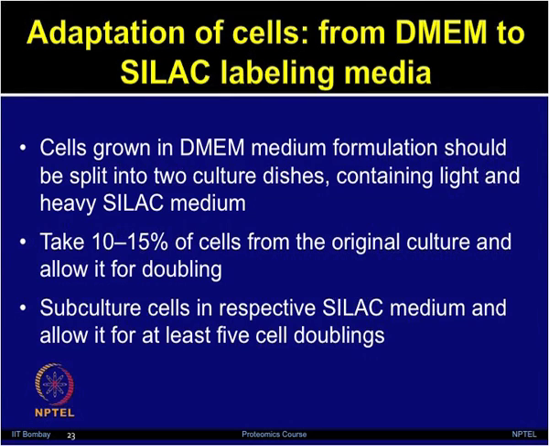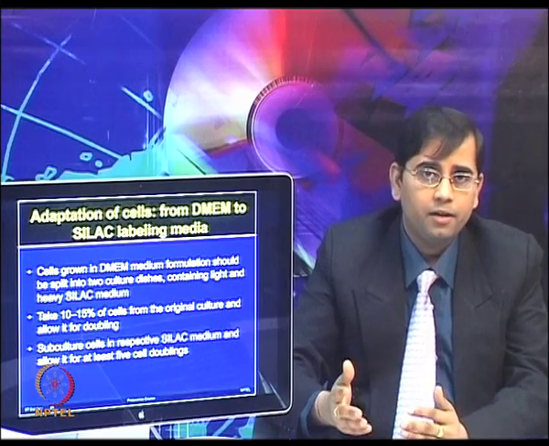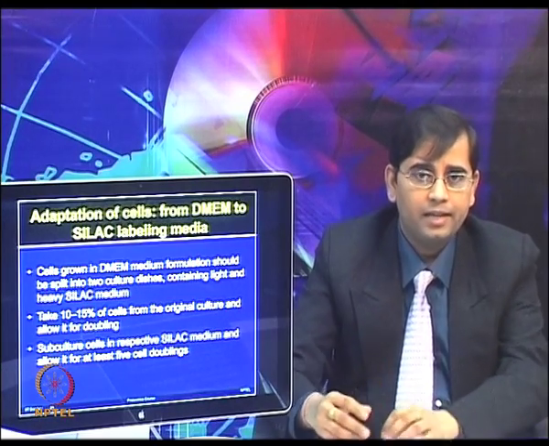So, first take out 10 to 15% of cells from the original flask, the original culture, and allow it for doubling. Then subculture cells in respective SILAC medium, the light and the heavy medium, and allow it for at least 5 to 6 cell doublings. I will discuss what is the significance of this doubling process in the next couple of slides.